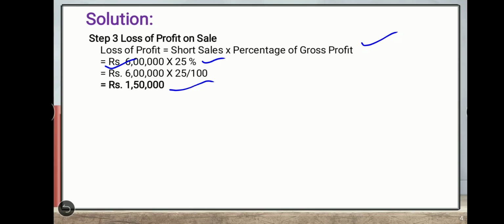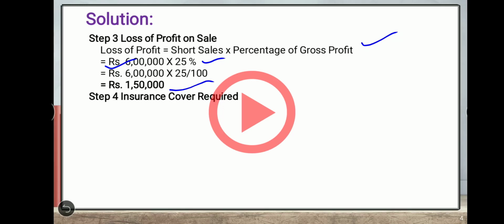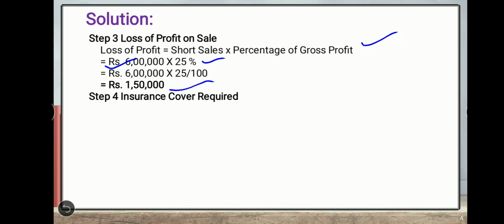Now we have to check whether the insurance policy taken is appropriate, underinsured or overinsured. So the amount of insurance policy is 4,50,000. So we have to calculate here insurance cover required. So how to calculate insurance cover required? What is the formula? You can pause this video for a minute and comment the formula in the comment box.